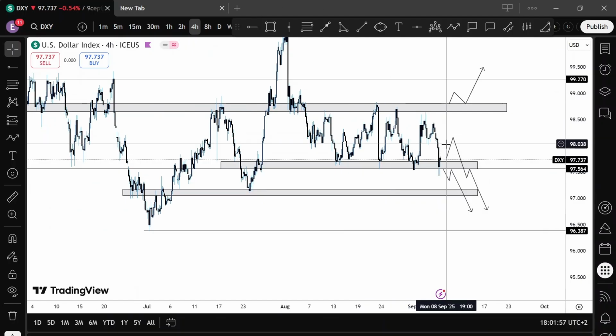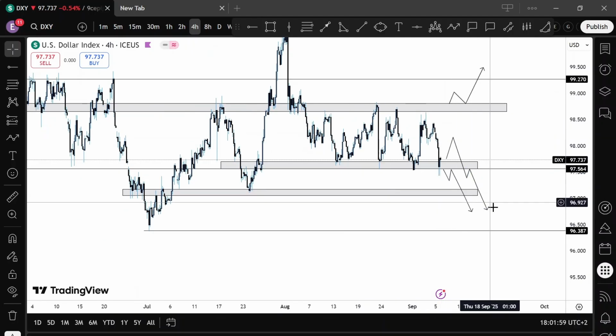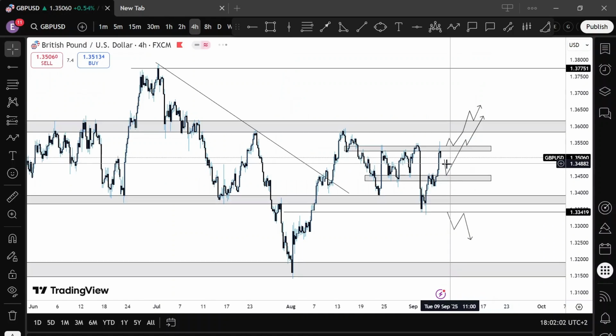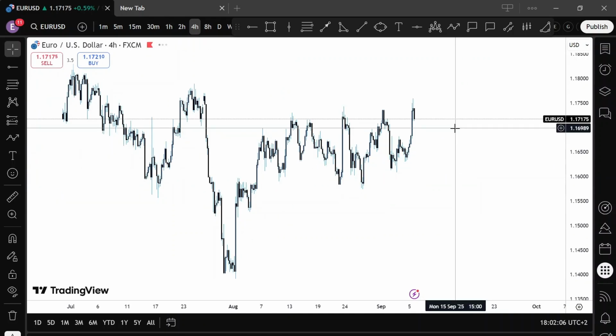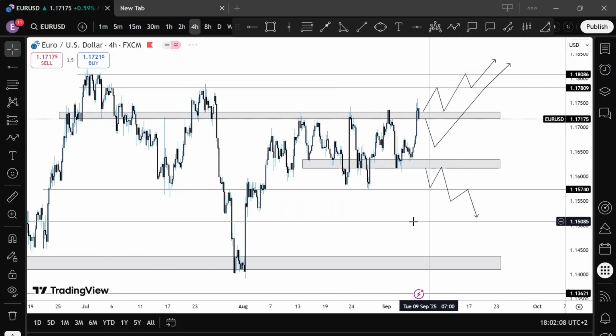If price pulls back into these regions and rejects and starts selling, then we're very sure we'll be looking for opportunities for buys here, and buys also here on EURUSD.